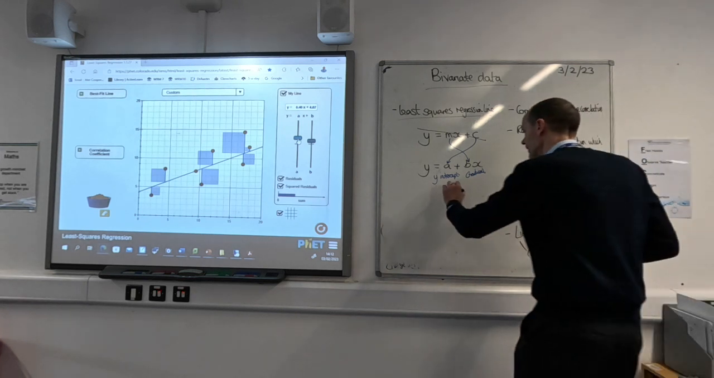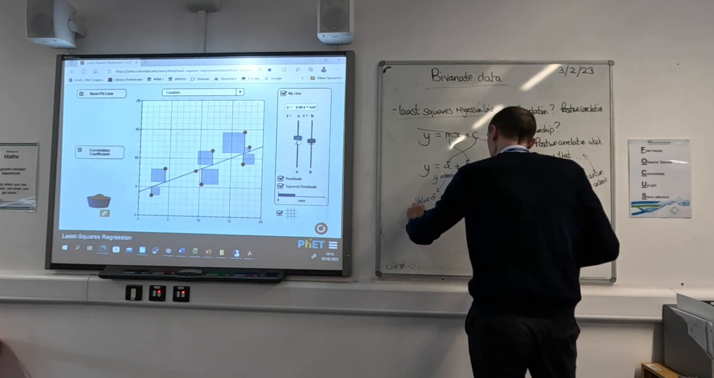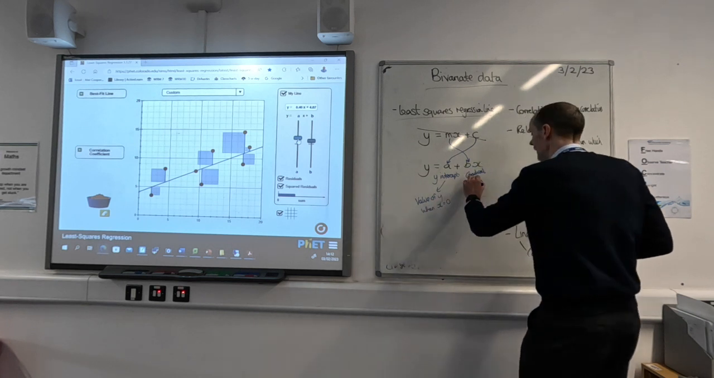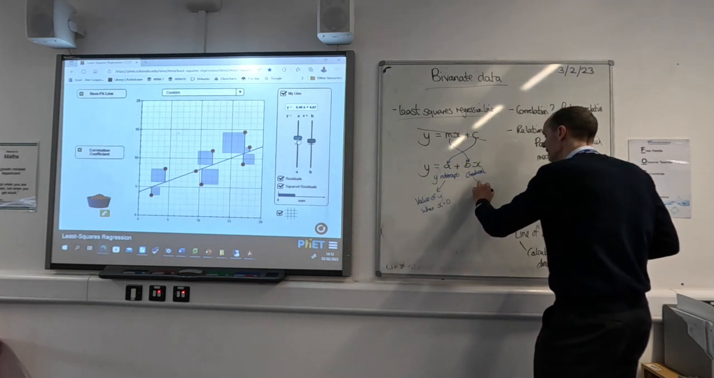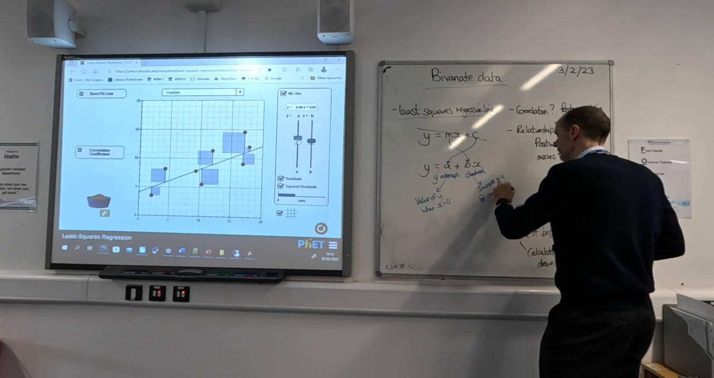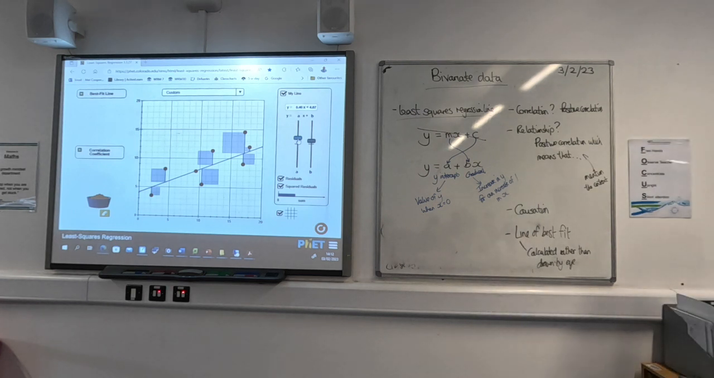So this is the value of y when x is 0, and this is the increase in y for an increase of 1 in x. So A and B are the equivalents to C and M. I have no idea why.